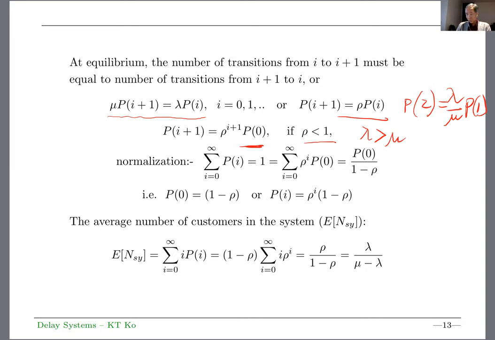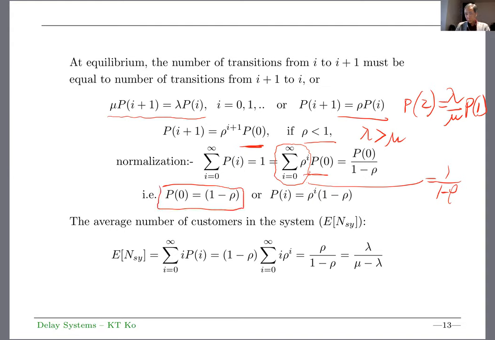So we use normalization, which basically says all the probabilities added together must equal one. So P0 plus P1 plus P2 plus P3 up to P infinity is equal to one. Now we put in the relationship rho^i P0, which is this term here, for i equal to zero, and when added together it must equal one. If you notice, this term is a geometric infinite series, and that sum is equal to one over one minus rho, where rho is lambda over mu. From that, it's very simple to derive P0 as this.